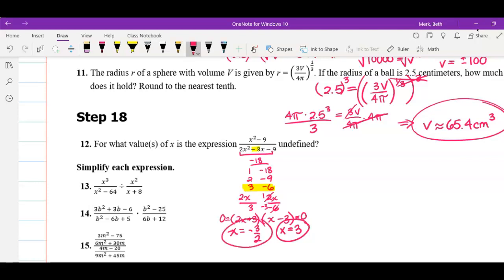Those are my two values for which this is going to be undefined.